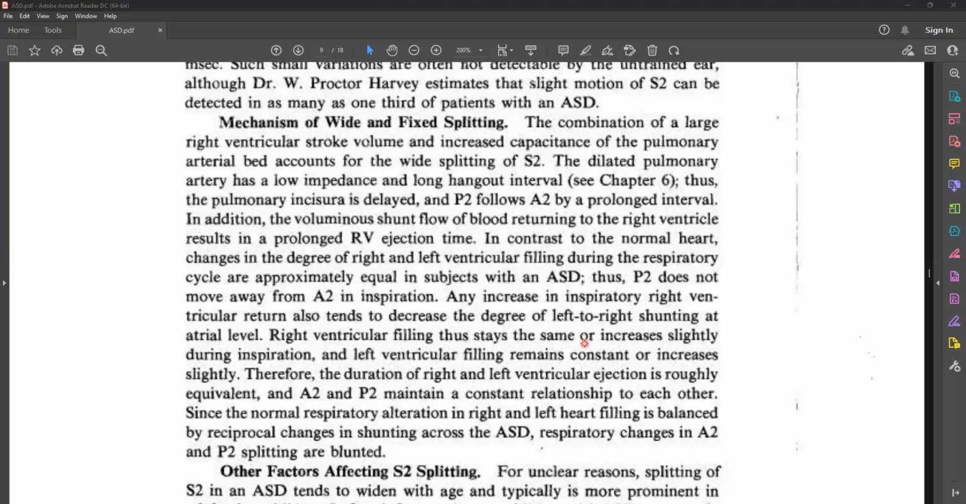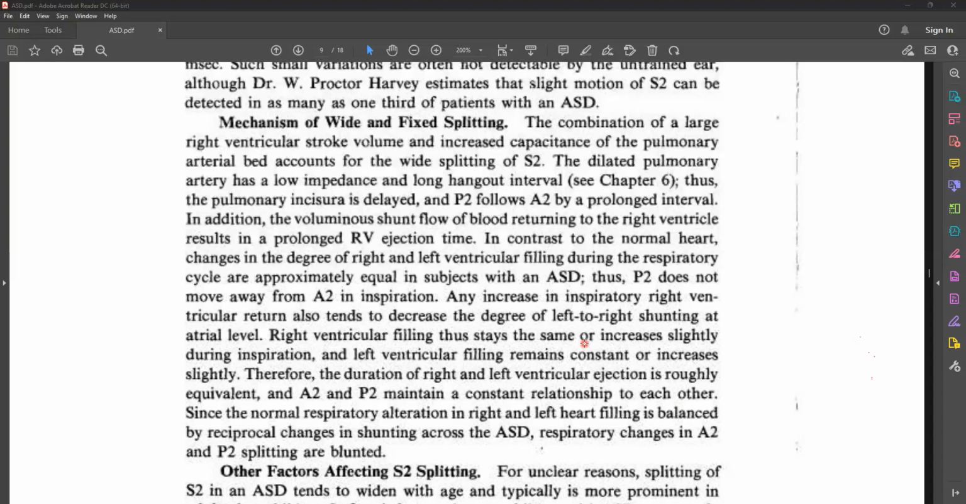So that is for the wide. Okay. So wide fixed S2, isn't it? The reason for the wide split is the prolongation of the hangout interval. Now, why is it not changing with inspiration and expiration? That is the second paragraph. The filling pressure is countered in inspiration and expiration, beautifully explained there. So the filling pattern is almost roughly constant. So right ventricular and left ventricular ejection is roughly equivalent, whatever the phase of respiration. Therefore, A2 and P2 maintain a constant relationship.